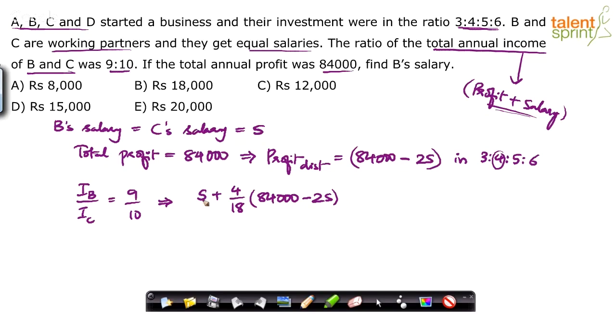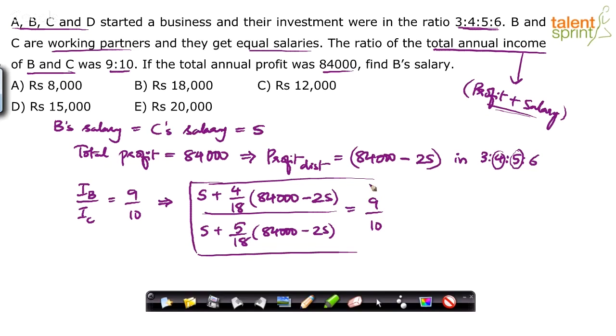B's income is B's salary plus B's profit. Salary is S straight. Profit is 4 out of 18. Total 18 parts, right? B will get 4 parts out of that. So 4 parts out of 18 parts of 84,000 minus 2S. Divided by C's income. What is C's income? Again, salary S. Both will get equal salaries. Plus his profit according to the investment. C will get 5 out of 18 parts. Again, 84,000 minus 2S. This is equal to 9/10. That's it. If you write this equation properly, you're done.